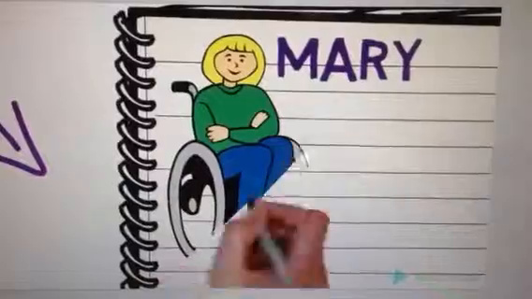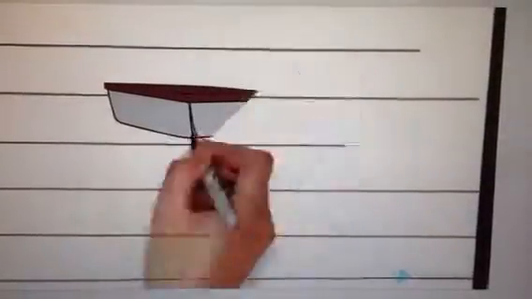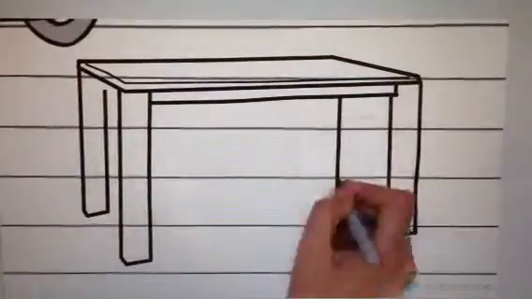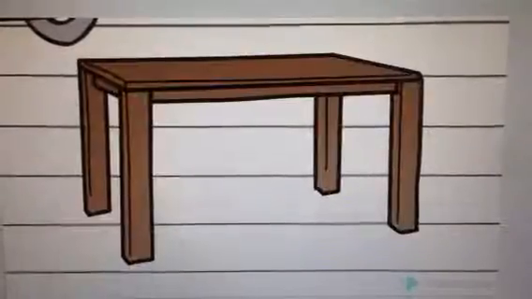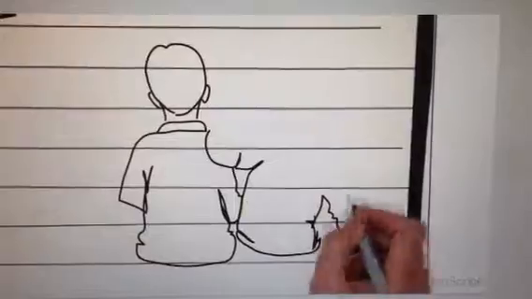Mary is another student in Mr. Carter's class. She has an orthopedic impairment and is in a wheelchair. Mr. Carter has to make sure the room is set up where Mary can access everything she needs. Her wheelchair needs to be able to fit everywhere in the room. Instead of using a desk, Mary uses a lap tray and a small table that will have adequate leg space for her wheelchair.